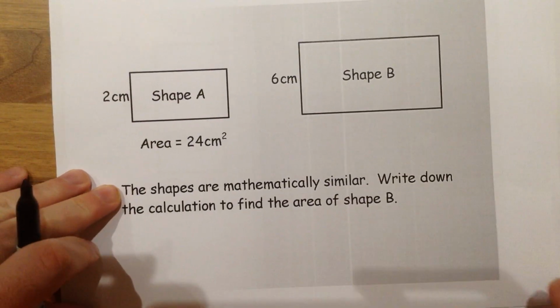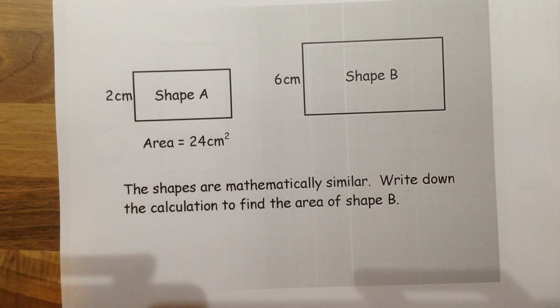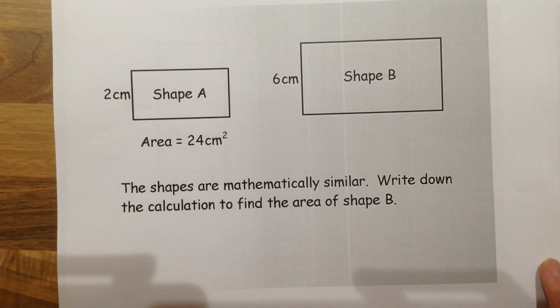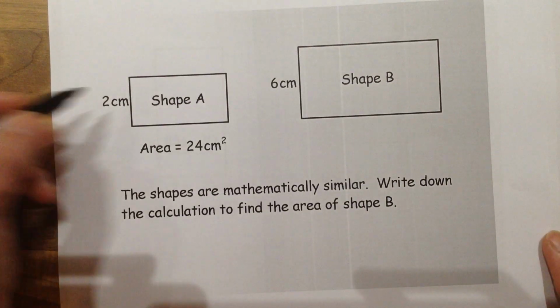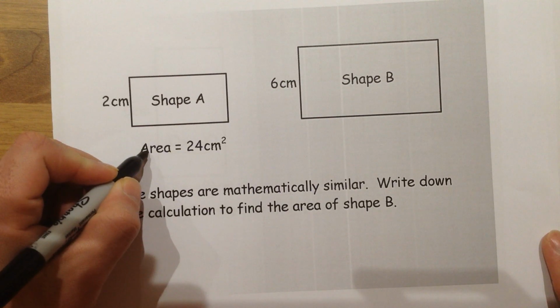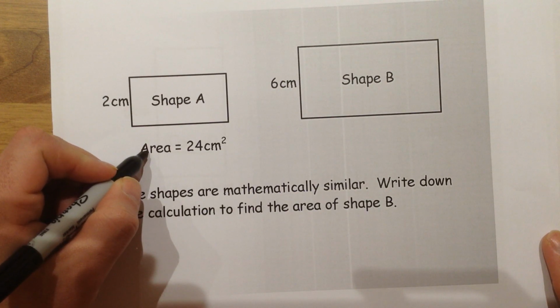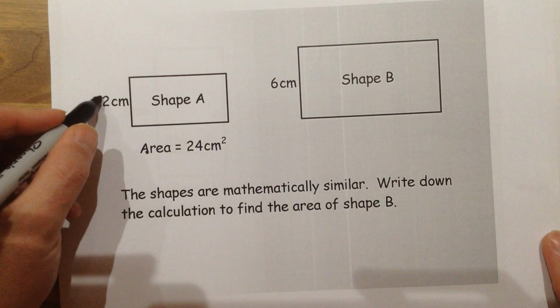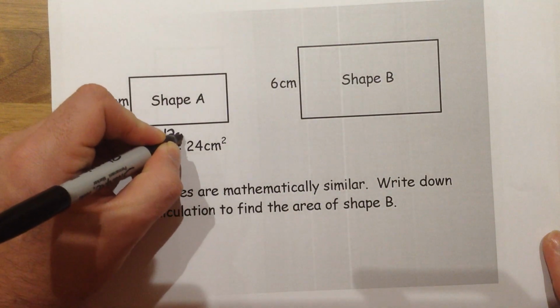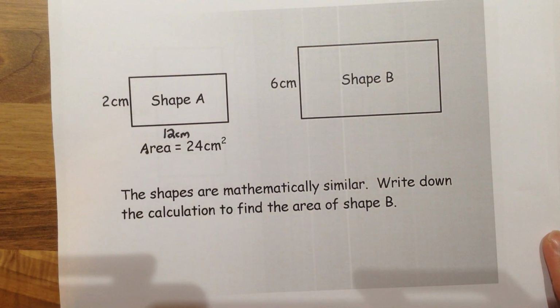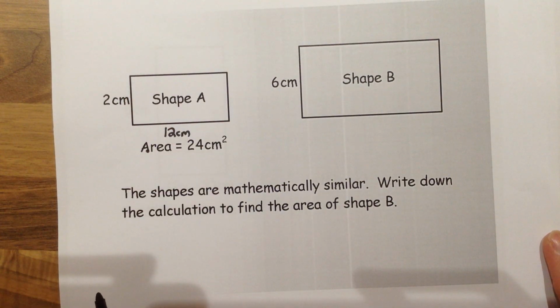The next topic also has a little link with area, but in this case we're actually looking at area of something called similar shapes. Now if you remember, similar shapes are shapes that are exactly the same, they have just been enlarged. So in this example, the area of this shape here is 24 centimetres squared. If this side here is 2, that tells me that this side here is 12. 2 times 12 makes 24.